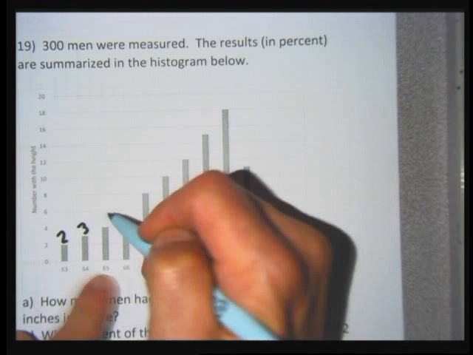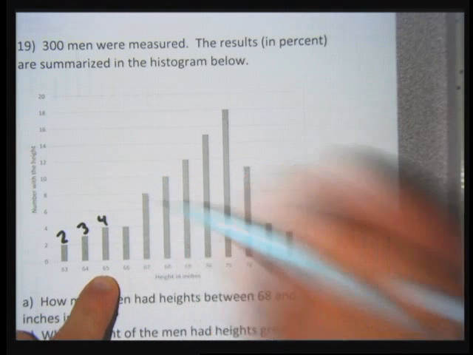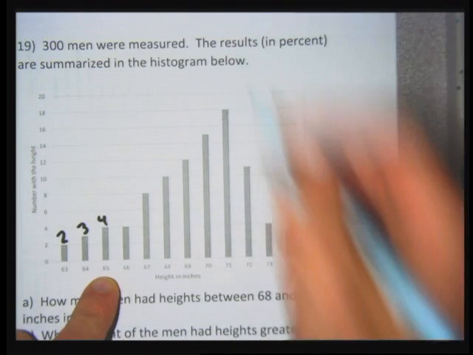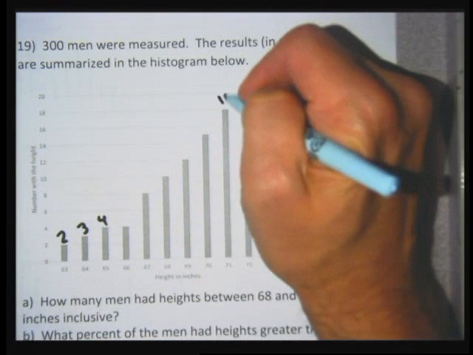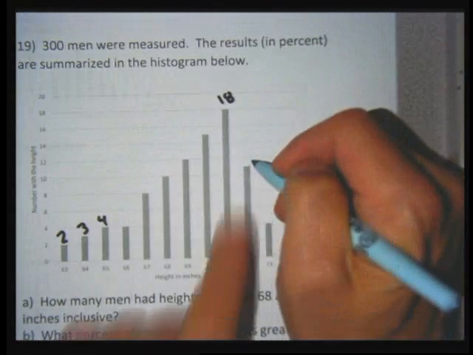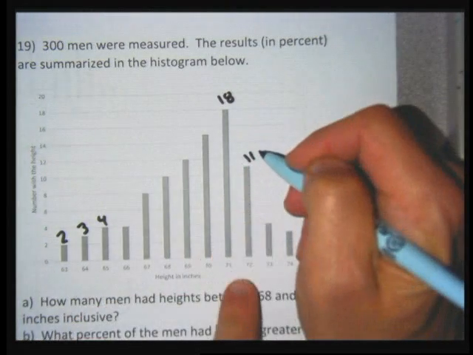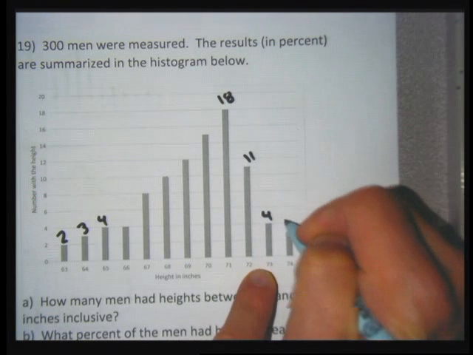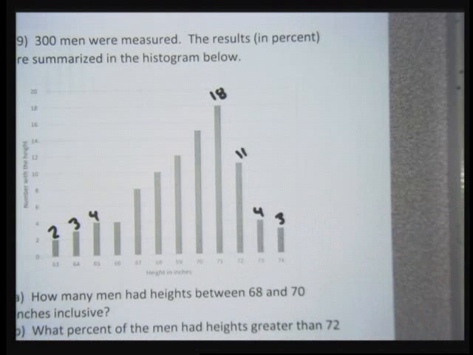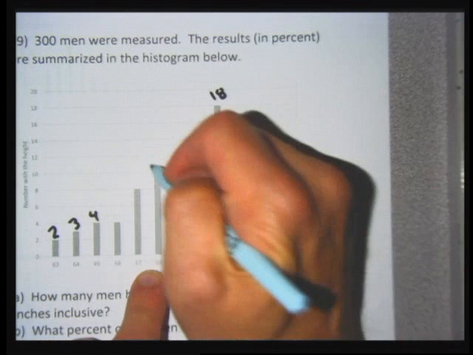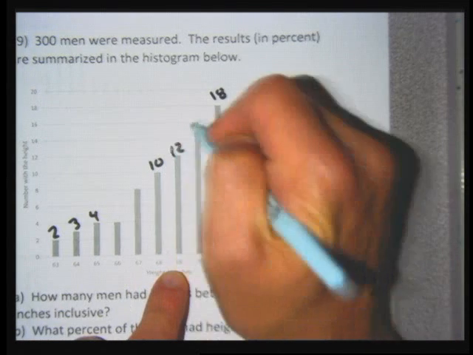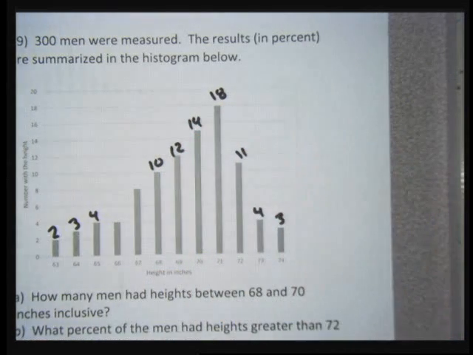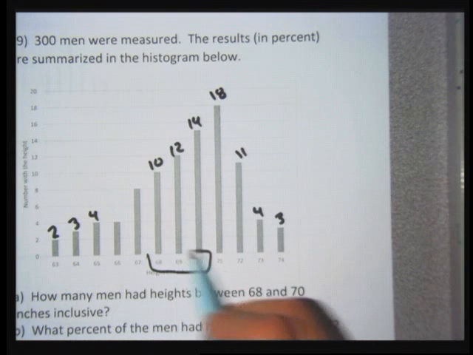3 were 5 foot 3, 4 were 65 inches, that's 5 foot 5, should I say. And then there were 18 that were 71 inches, that's 5 foot 11. There were 11 that were 6 foot or 72 inches, 4, 3. So hopefully all the numbers are readable on here. Between 68 and 70, this is a 10, 12, 14. So the first question said how many people had heights between 68 and 70 inches inclusive. So you're going to count these guys.